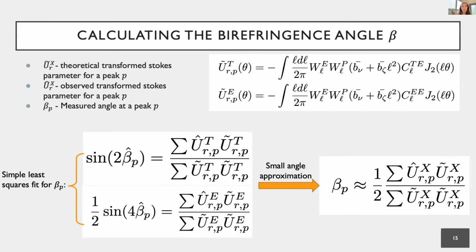The way that you would actually calculate this birefringence angle beta is, as you might expect, you take the theory, you take the data, and you compare the theory to the data. You can use just a very simple least squares fit for this kind of analysis, which is nice. And you can also use a small angle approximation for the most part. You just compare your theory to your actual measurement, which is the Z hat, and out pops an angle. So it's nice and simple.